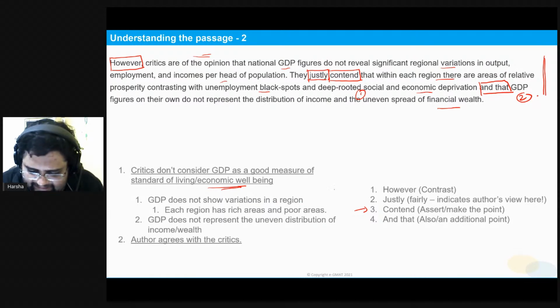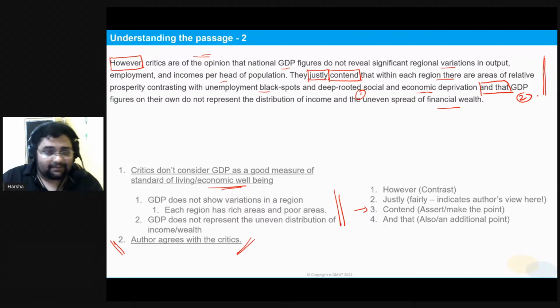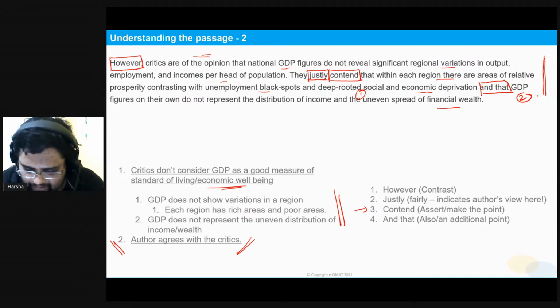He's done that by presenting the critic's argument, and he's indicated to you that he agrees with this. That's why he's presenting it. So look at all these keywords all across these passages. Look at how many keywords are there.